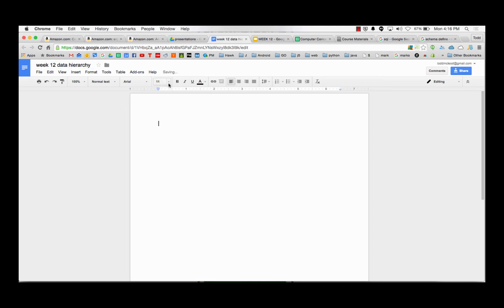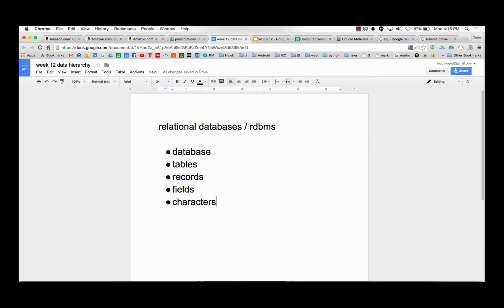So when we talk about relational databases, it could also be called a relational database management system, something like that. These are the parts of a relational database management system. We have the database. A database is made up of tables. Tables are made up of records. Records are made up of fields, and fields are made up of characters. All right, so that's a data hierarchy. That's what I need to put here.